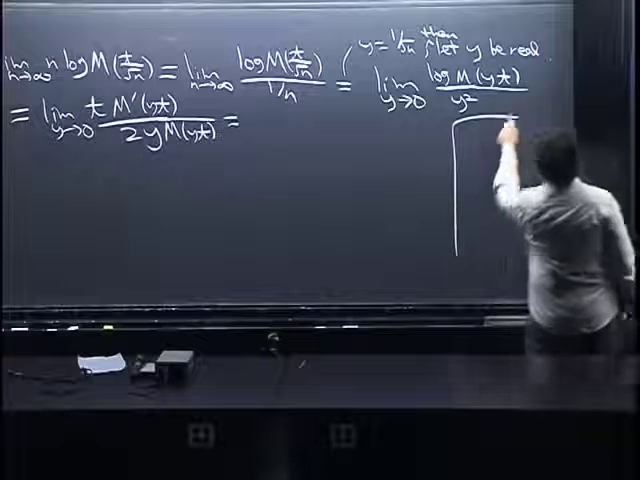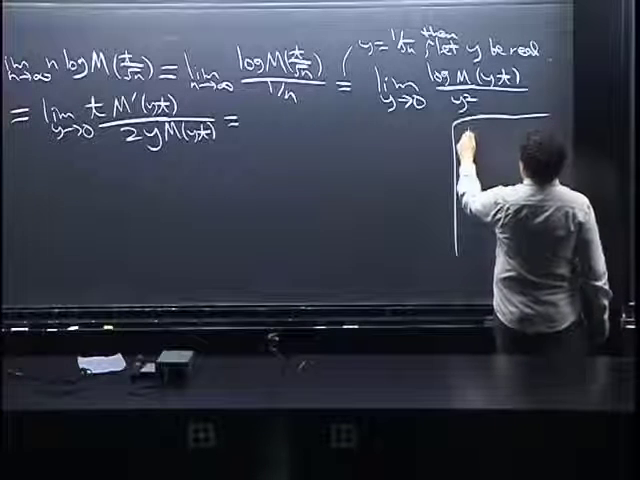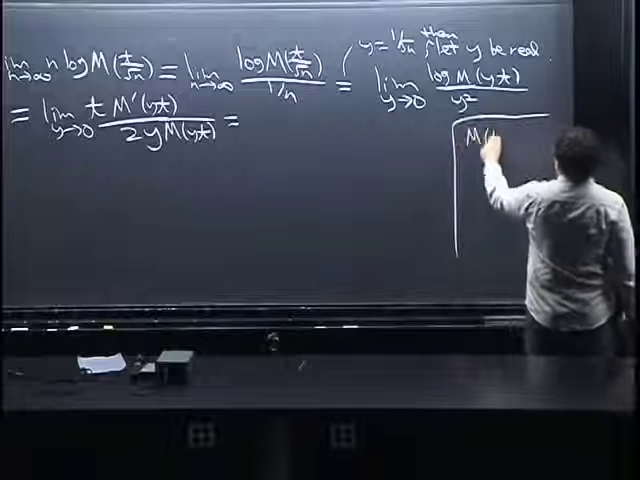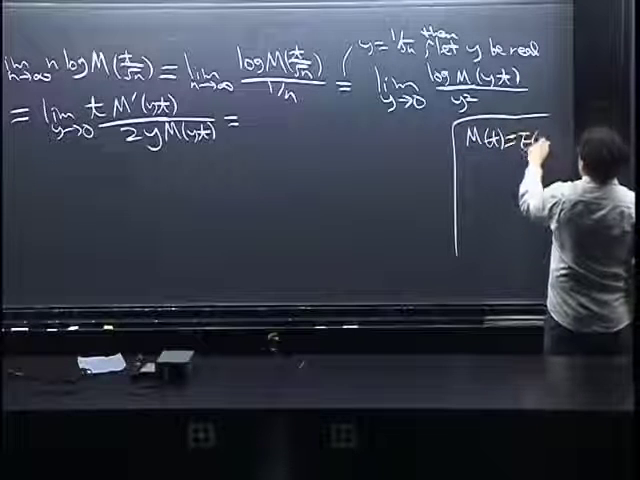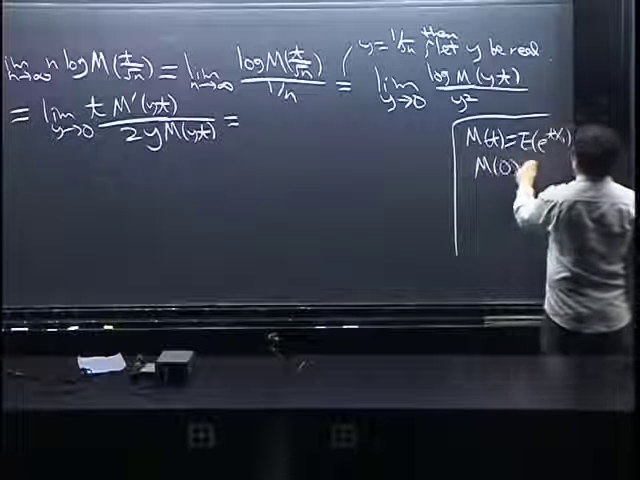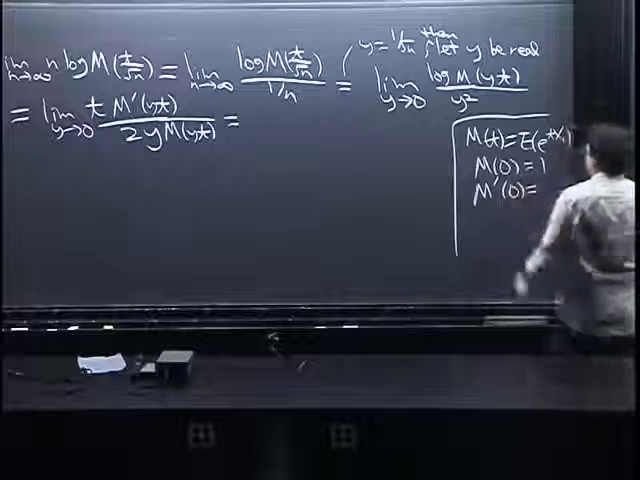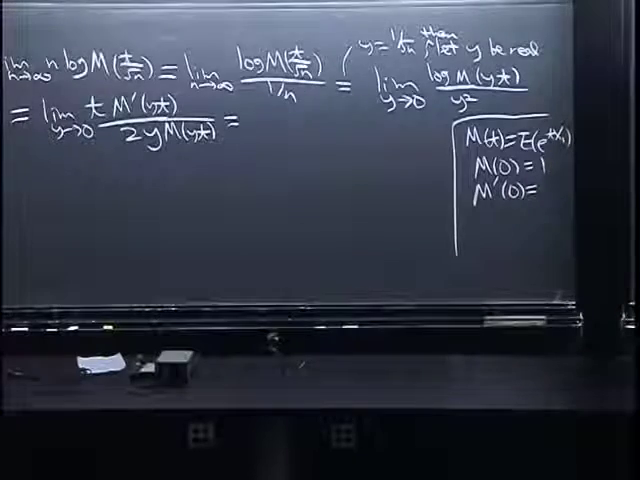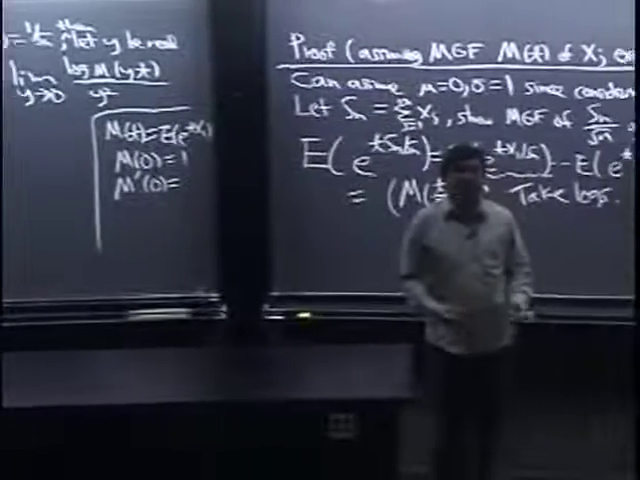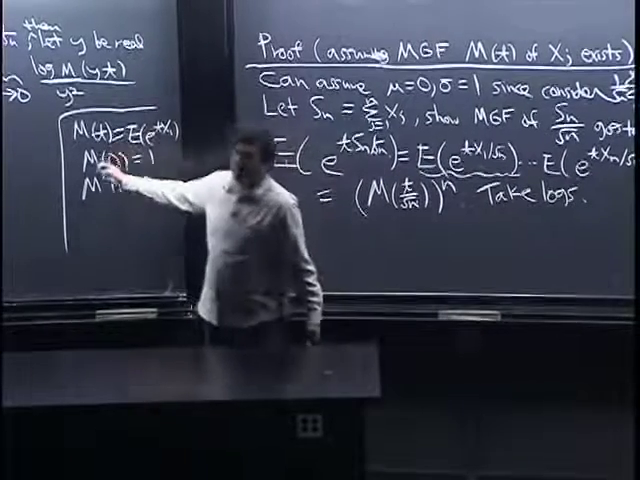Let's just summarize a couple facts about MGFs. So m of t is the expected value of e to the tx1. So m of 0 equals 1. And when we first started doing MGFs, we saw that if we take derivatives of the MGF and evaluate it at 0, we get the moments. That's why it's called the moment generating function.